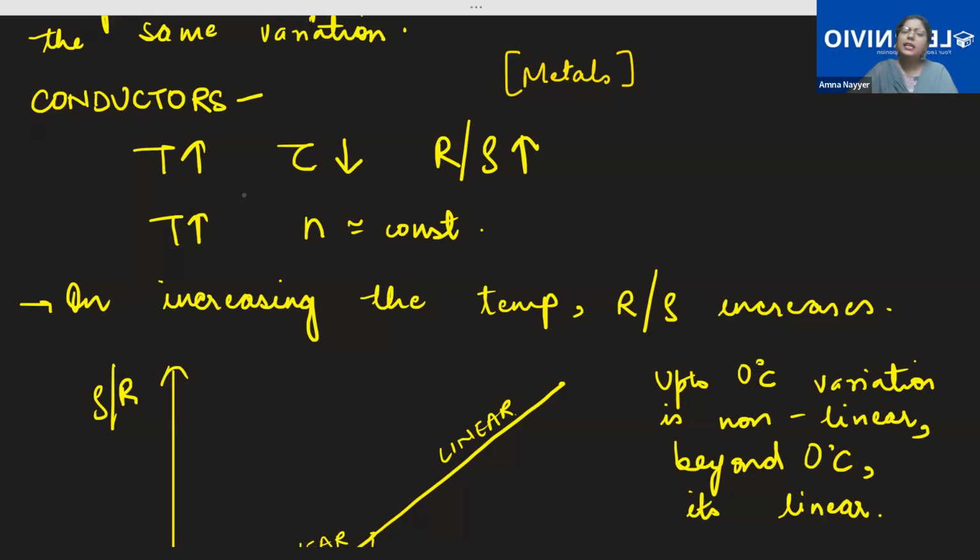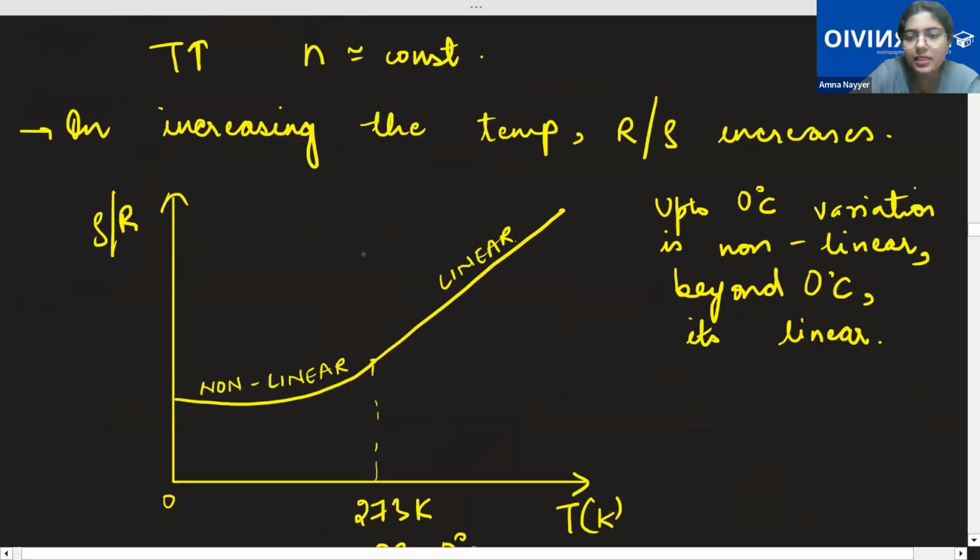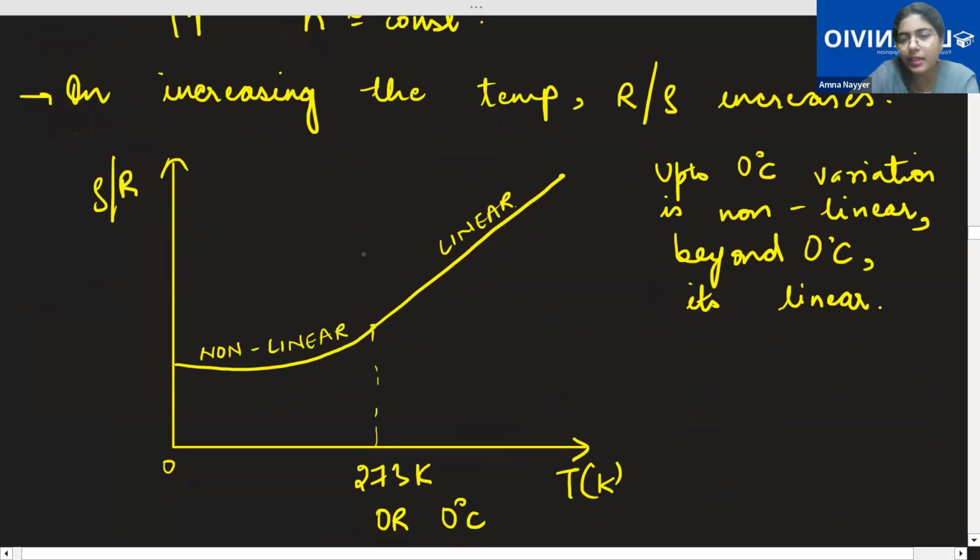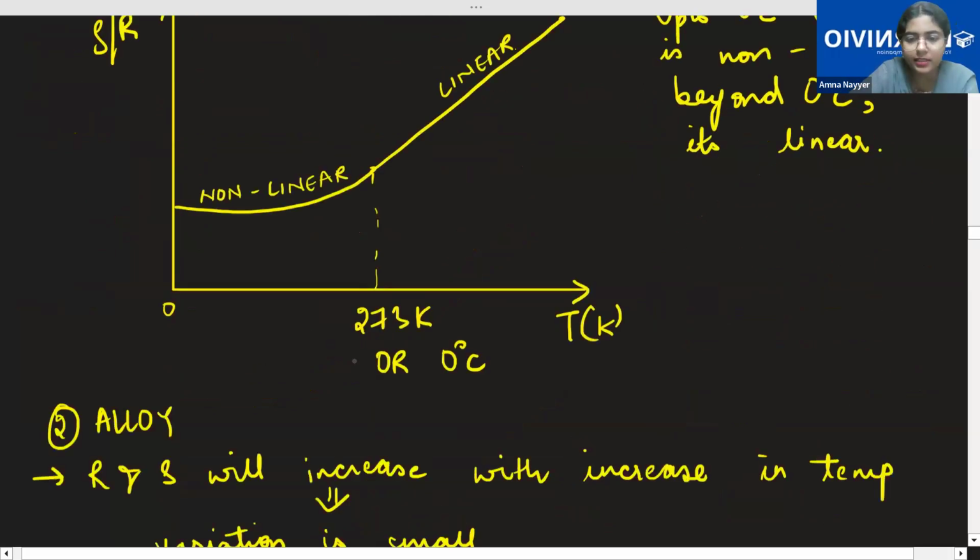It's something like this. Then resistance and resistivity will increase. Why? Because of the formula. Where was the relaxation time in the formula? So tau increases, but n remains constant. So this is how we get the graph: non-linear, but a straight line after 0 degrees Celsius.